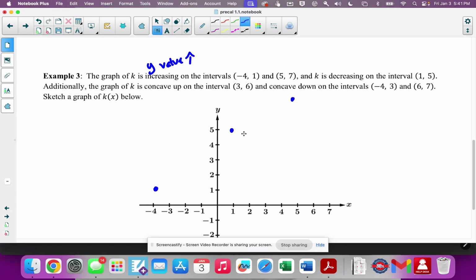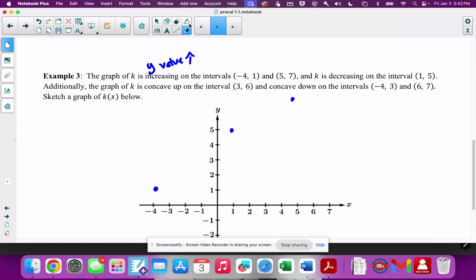Oh, on the interval from 1 to 5. Sorry. Okay, nope, my brain had a moment. I was thinking these are points and these are not points. Don't worry about me. We'll try this again.